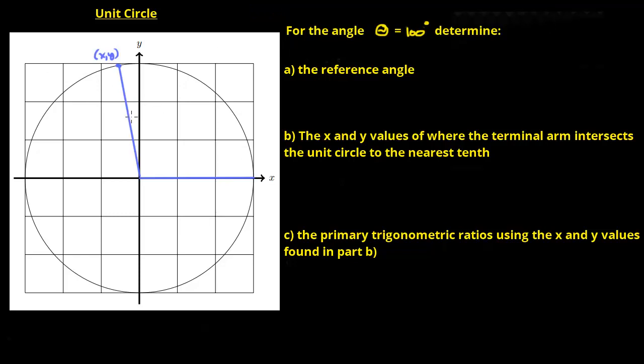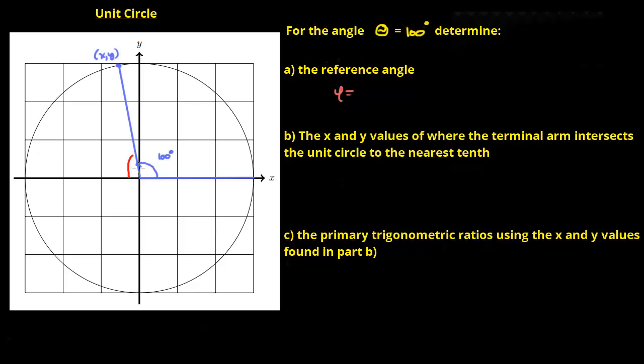And we're asked to figure out what the reference angle is. So the reference angle is going to be the angle drawn from the terminal arm down to the x-axis. So it's this angle. Let's call this angle phi. Phi is equal to, well, let's see, it's going to be 180 minus, oh yeah, I didn't draw the actual angle. This angle is theta, and it's 100 degrees.